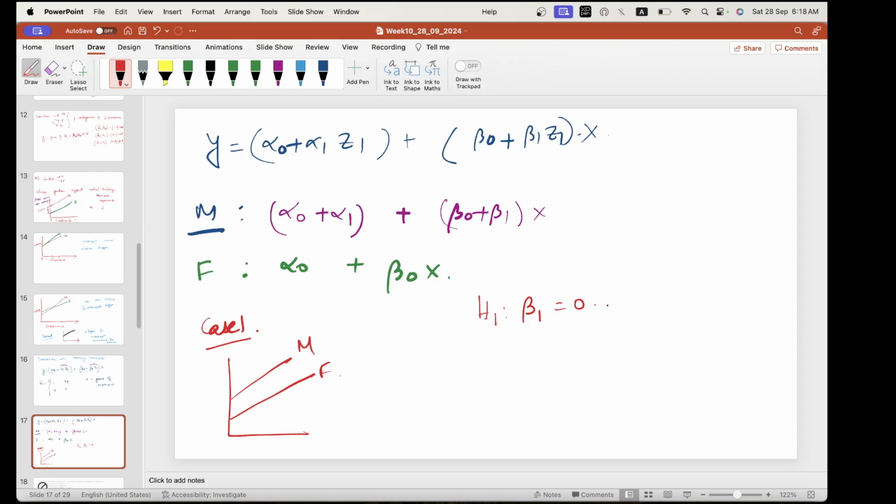Second case, if we want to test for case 2, that the intercept remains the same but the slope increases. So in that case, we have to test for alpha 1 equal to 0. If alpha 1 is 0, then the intercept remains the same and we will have different slopes.